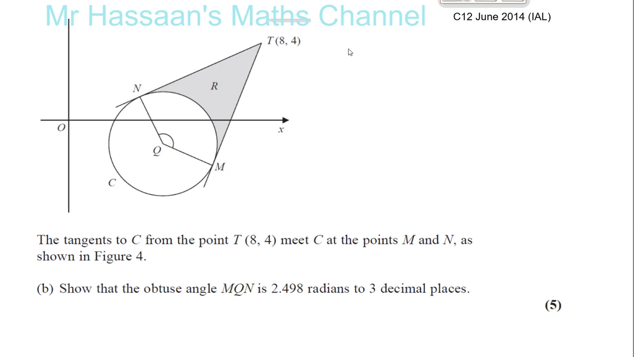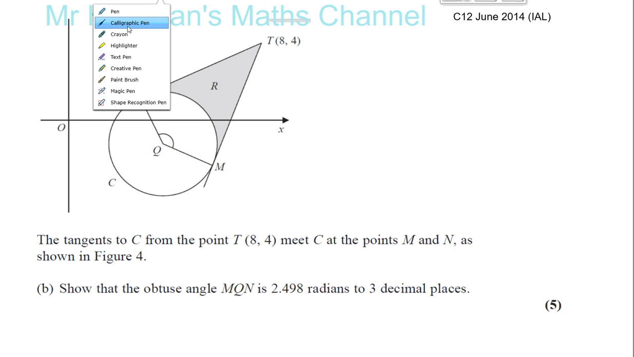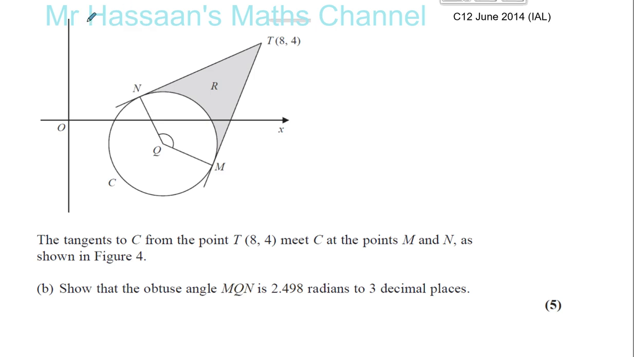Question number 11, part B, the equation of a circle question. In this question, we're told that the tangents to C from the point T (8, 4) meet C at the points M and N, as shown in figure 4. Show that the obtuse angle MQN is given by 2.498 radians to 3 decimal places.